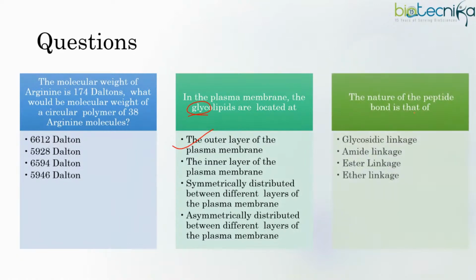Last question. The nature of the peptide bond is that of. So I already mentioned peptide bond is formed between two amino acids. Yes, very good, Jai Sai Ramya. The answer is amide linkage. Yes, Vishal also right. Yeah, Sharmanina right for the previous question. Okay, yes, Janvi right. Answer is amide linkage.